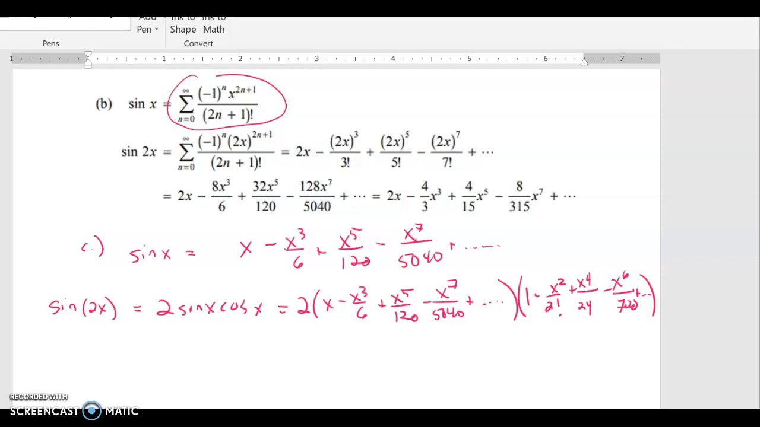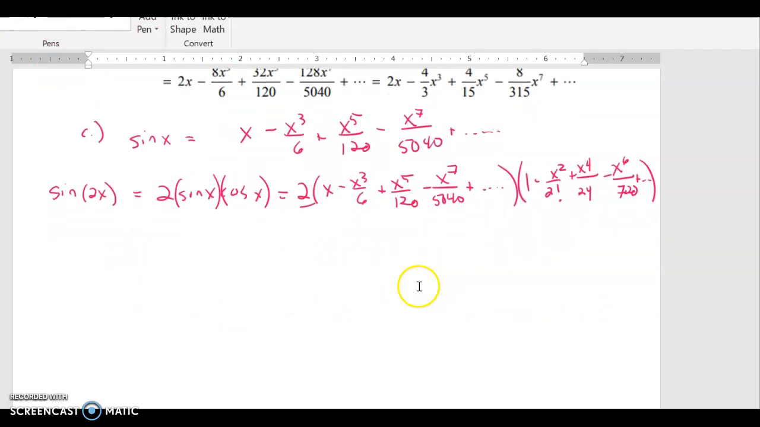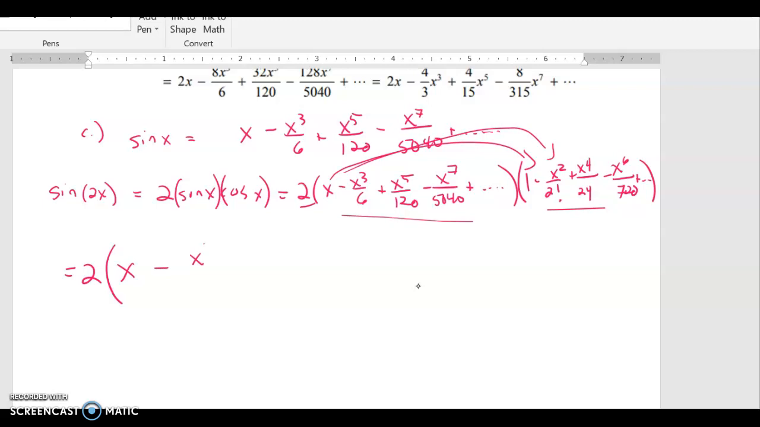So that is sine 2x from our trig identity, 2 sine x cosine x. And now what do we have to do? We got to multiply these together. So that's equal to 2. I got to multiply all of these by all of these. So I'm going to take my x and run it through. So I get an x. I get a minus x cubed over 6.